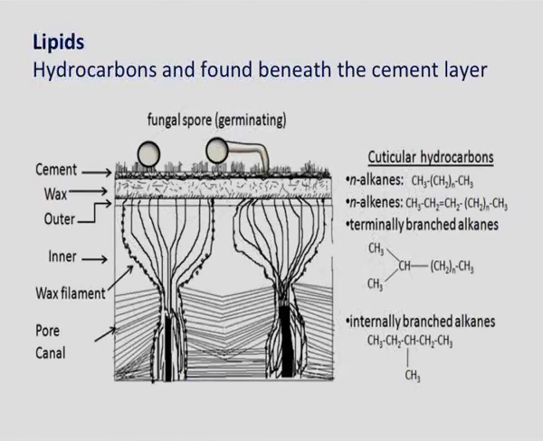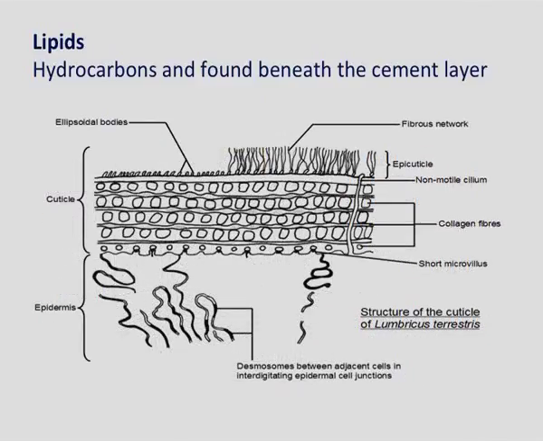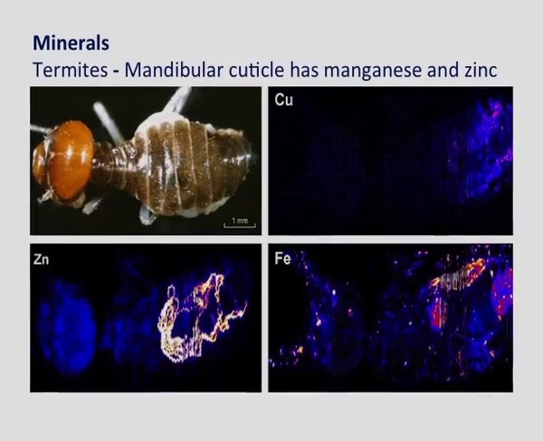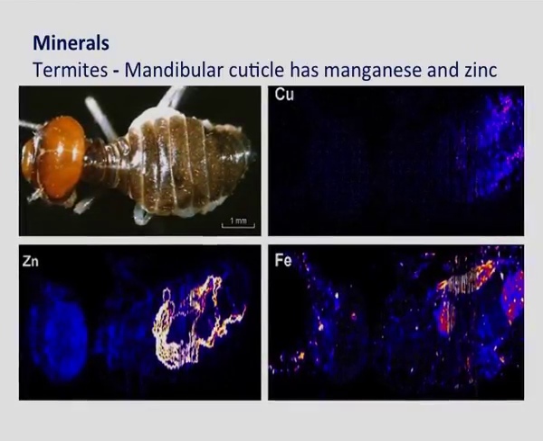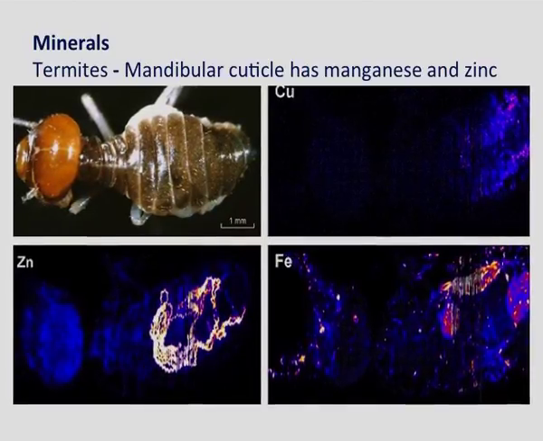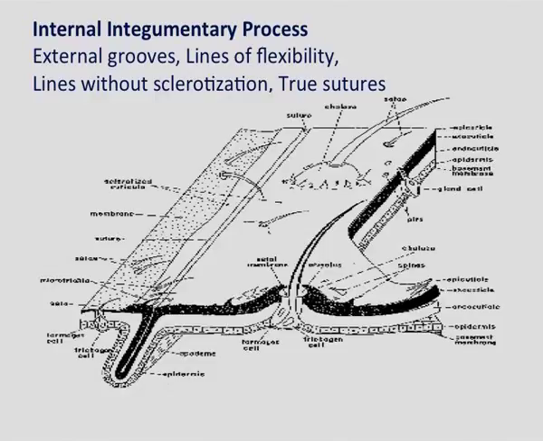The third important compound is lipids. Cuticular lipids are hydrocarbons and are found beneath the cement layer. Hydrocarbon profiles vary with insect species and are useful in taxonomic analysis. The last one is minerals. Insect cuticles exposed to mechanical stress contain metals and minerals. For example, in termites, the mandibular cuticle has manganese and zinc. So, so far we have seen the chemical composition, that is chitin, protein, lipids and also minerals. Last, the internal and external processes of the body wall.